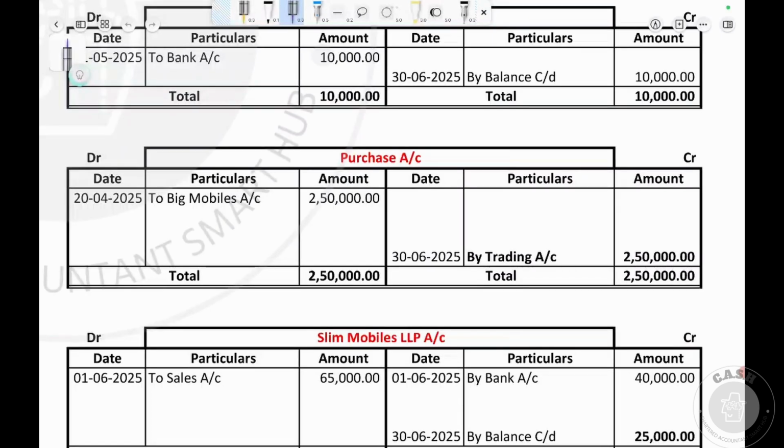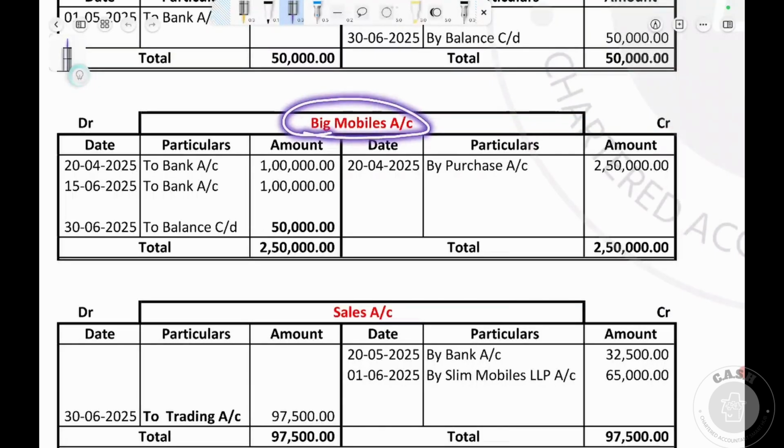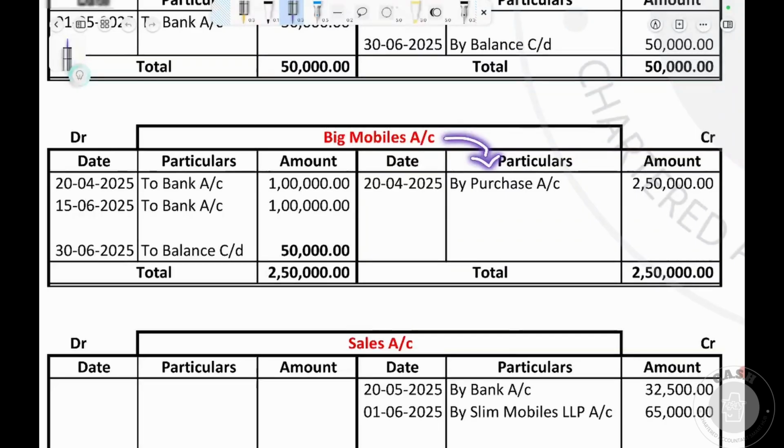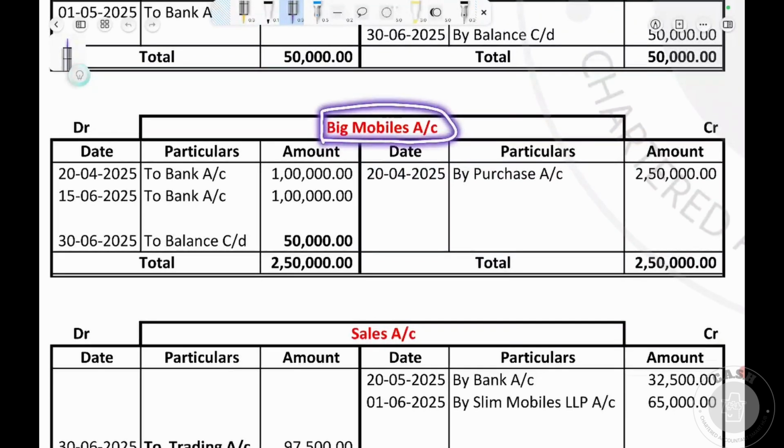Since no sales have been made till balance sheet date, the total purchase account will be sent to trading account. Now we have to make the entry for Big Mobiles account. Since Big Mobiles account is the giver, credit the giver, and it is giving to purchase account, rupees 2,50,000. The next entry says we paid rupees 1 lakh to Big Mobiles account. So Big Mobiles account debit to bank account. Big Mobiles account is receiving money, so debit the receiver. So to bank account 1 lakh on this date.